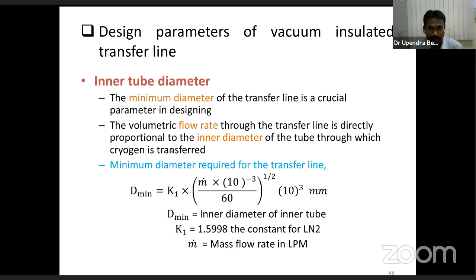But now there are some design parameters we have to consider for designing these transfer lines. First is the inner tube diameter. The diameter needed is such that for a particular flow rate, the diameter of the tube should be sufficient so that it does not give any backflow, pressure drop, or impedance. So based on the quantity of cryogen that has to flow, many liters per second, we have to calculate the minimum diameter of the tube, and that is given by this equation: K1 multiplied by m dot, that is the mass flow rate.